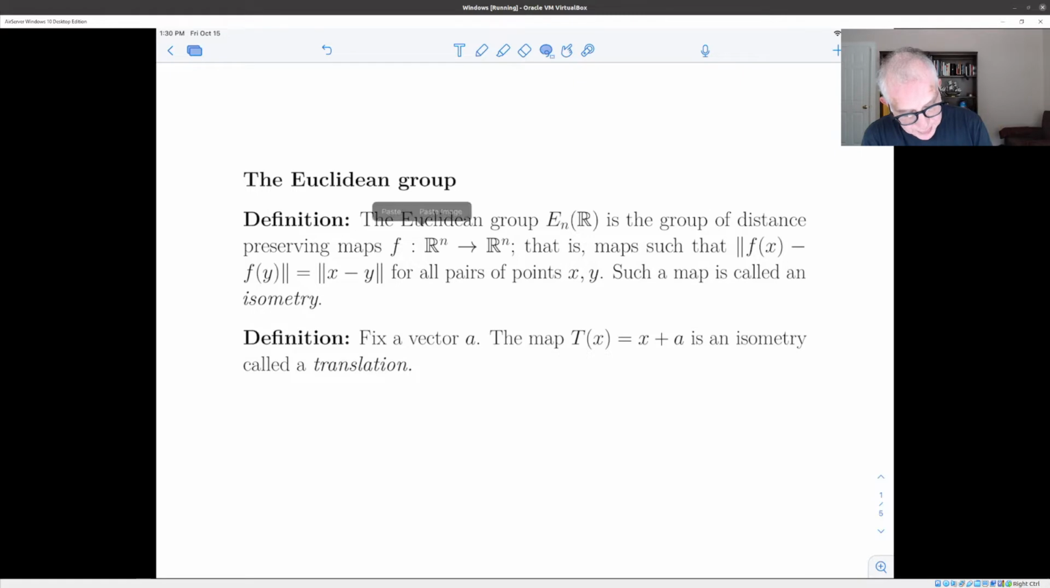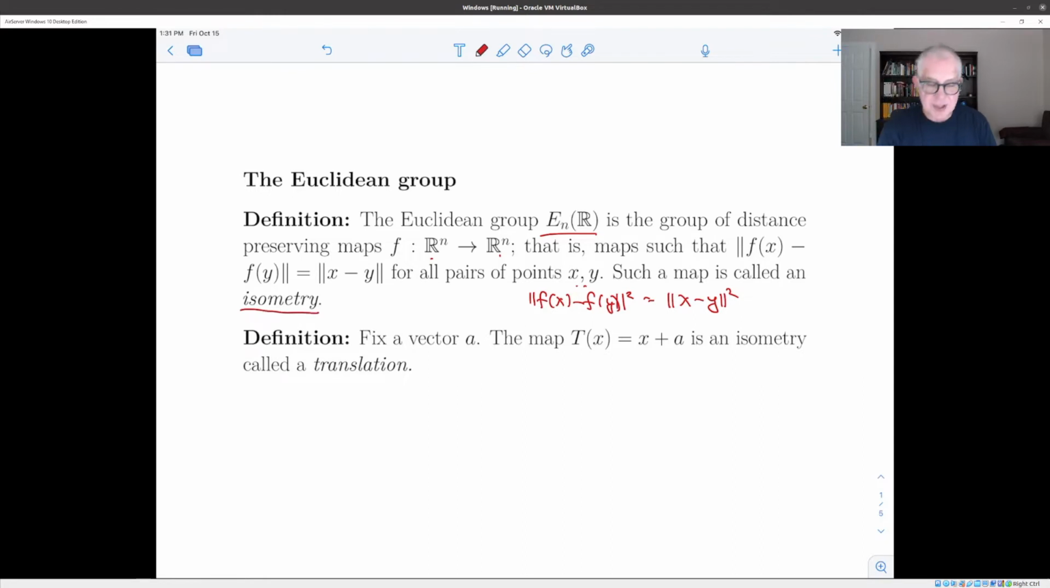So let's make this precise. The Euclidean group in n dimensions, which is called E sub n of R, is the group of maps, functions from R^n to R^n, which preserve distances. And preserving distances means that for any pair of points x and y, the distance from f(x) to f(y), I'll put the square in, is the same as the distance from x to y. And the fancy word for such a map is an isometry, which comes sort of from the words same distance.